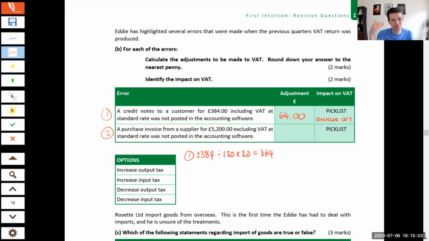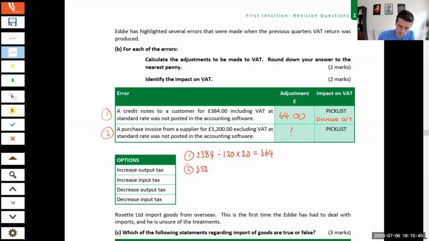And again, just be comfortable with that logic. Sales increases outputs. A credit note is essentially having the opposite effect. So it's going to decrease it. Next one. A purchase invoice from a supplier for £5,200 ex VAT at the standard rate was not posted in the software. So same again, let's just start by getting the figure done first of all, and then we can worry about the impact. Now, again, be careful. This is excluding VAT, and you will get questions like this where they will chop and change between gross and net amounts in an attempt to trip you up.